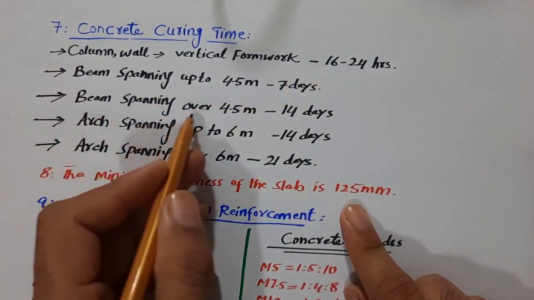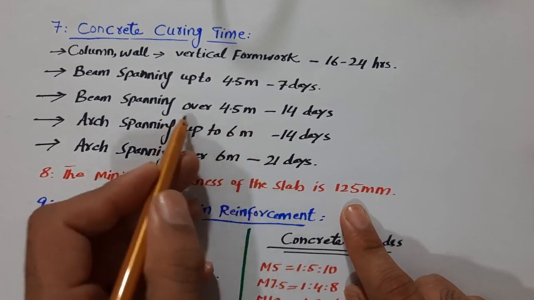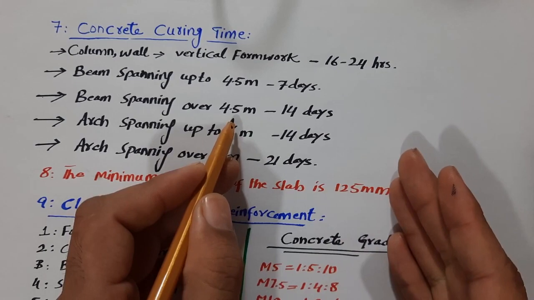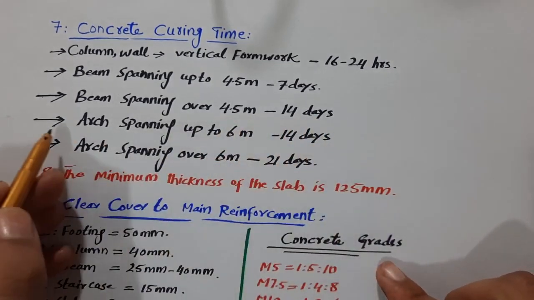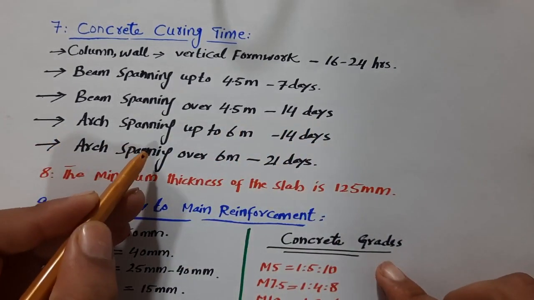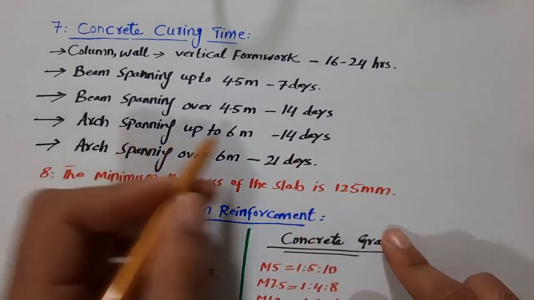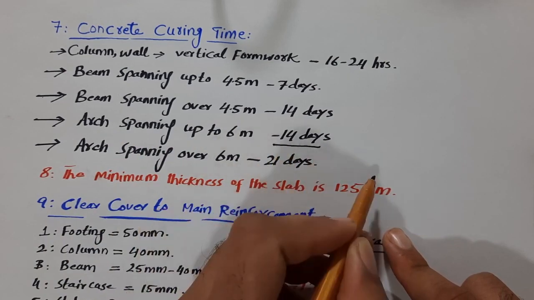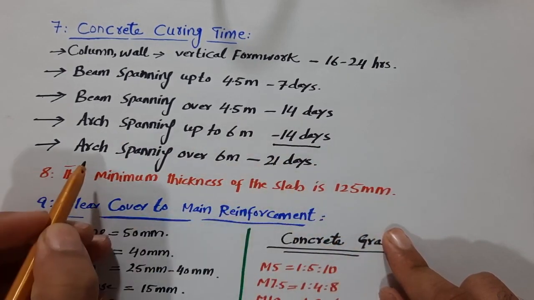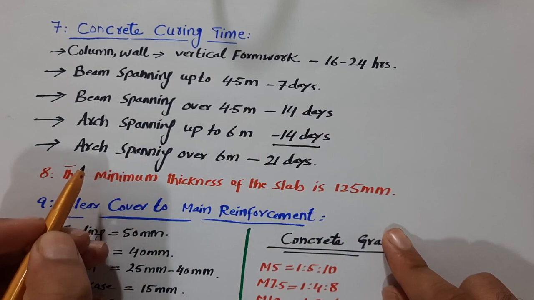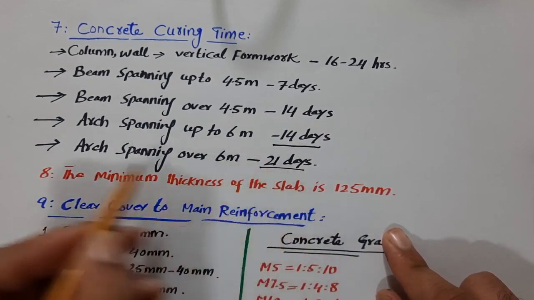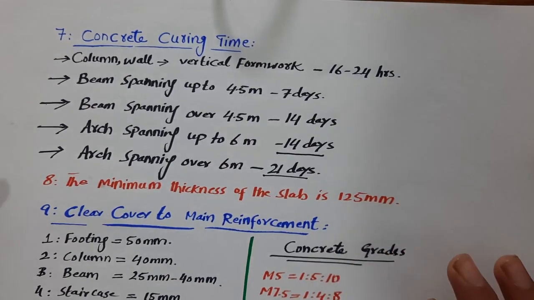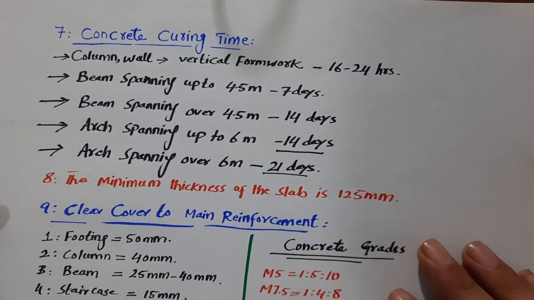Okay. So beam spanning over 4.5 meter, it means 5-6 meters, so it should be cured for 14 days. The other one is arc spanning up to 6 meter, so you should do the curing up to 14 days also. So if the arc spanning is over 6 meter, then you can cure up to 21 days. So this is very important to know. Maybe someone will ask this question in an interview, so therefore you should remember.